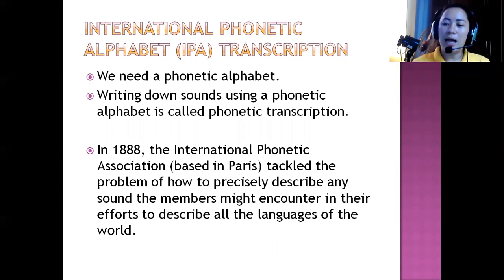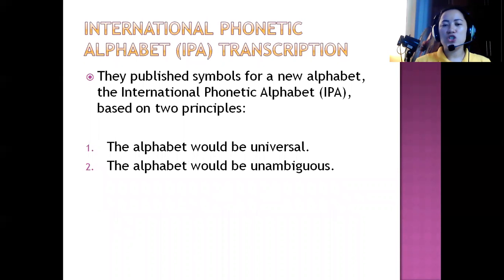Take note, all the languages of the world. So they publish symbols for a new alphabet, the International Phonetic Alphabet. They call it IPA. The IPA is based on two principles. First, the alphabet would be universal. What do you mean by universal? It means that it must be used in any language of the world. It must be applied for any language of the world.